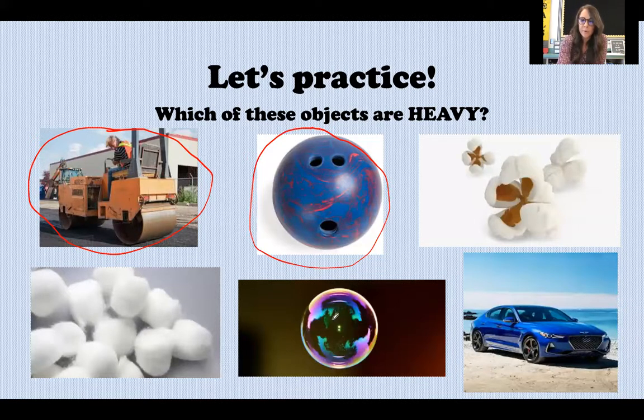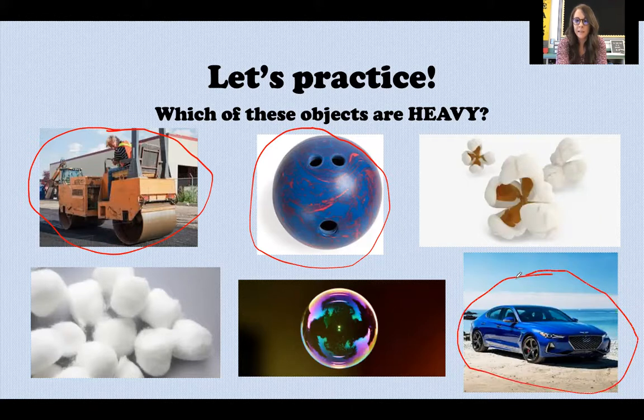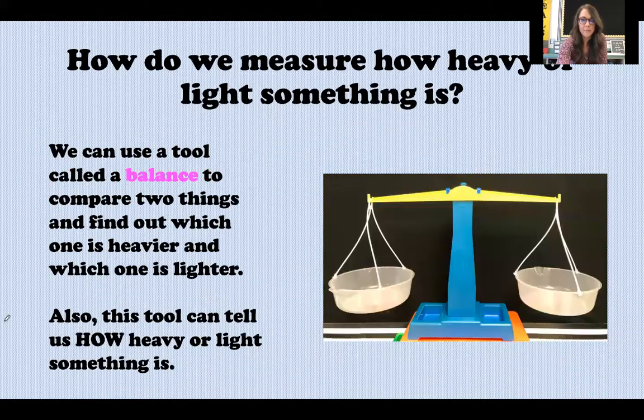What about a bubble? Heavy? I agree with you. Bubbles are very light. Bubbles are filled with air, and air is very, very light. Good job. The last one is a car. If you think a car is heavy, give me a thumbs up. I agree with you. Cars are very, very heavy. It would be difficult to pick up a car. Good job. Wow, you guys are already so smart about heavy and light.